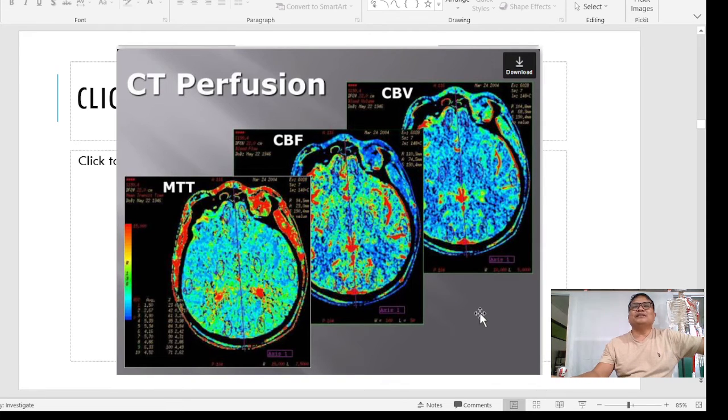So here we have CT perfusion. This refers to the blood supply of the brain, which part of the brain has a lot of circulating blood. Usually this is performed to detect which areas are functioning. In patients who have had a stroke, they check which part of the brain has fluid accumulation or restriction of fluid or restriction of blood flow.